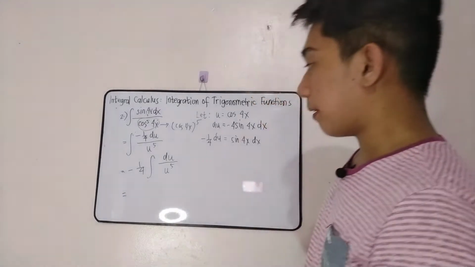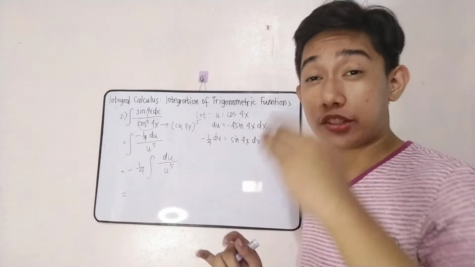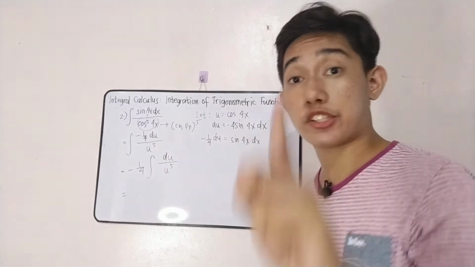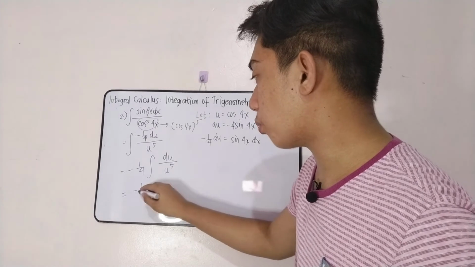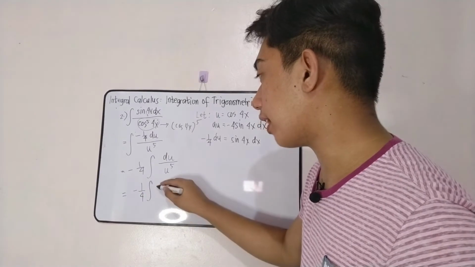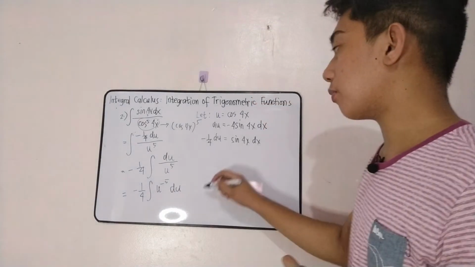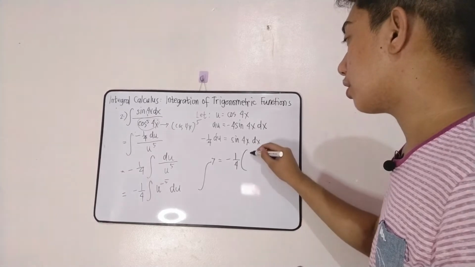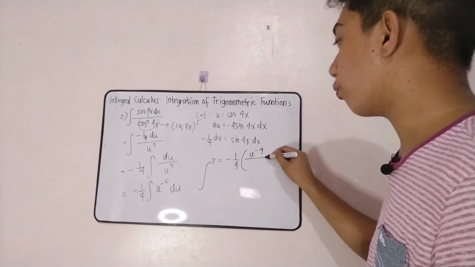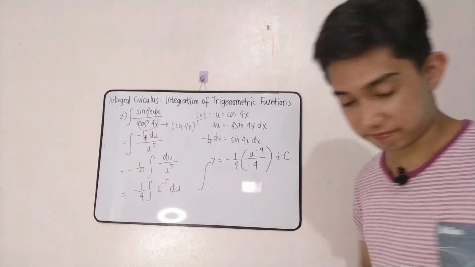Then, mapapansin natin this is the general power rule na nidiscuss natin sa first video. So, we will just transform this one using the law of exponents. Magiging siya u raised to negative 5 du. Then, we apply the integral. So, negative 1/4 times u raised to negative 4 over negative 4 plus c.